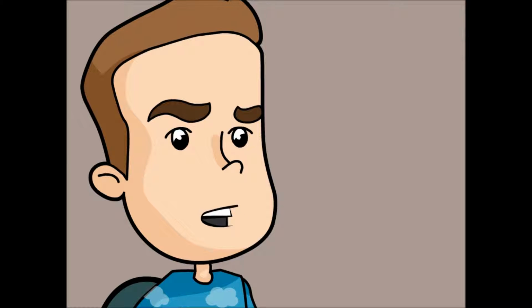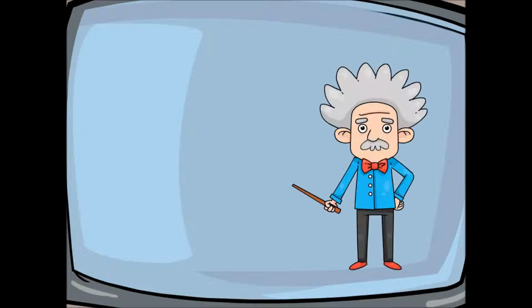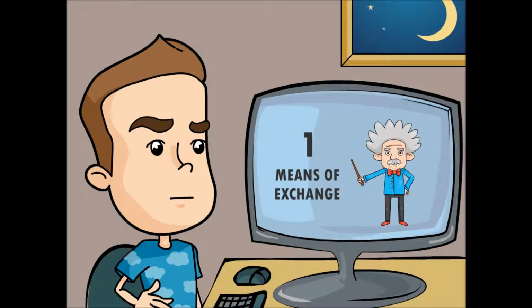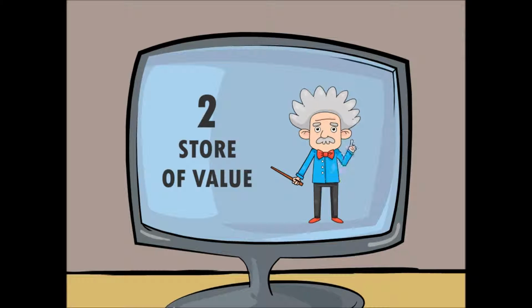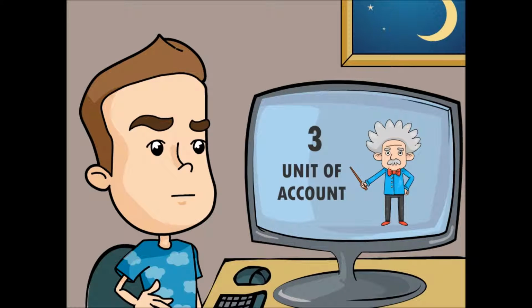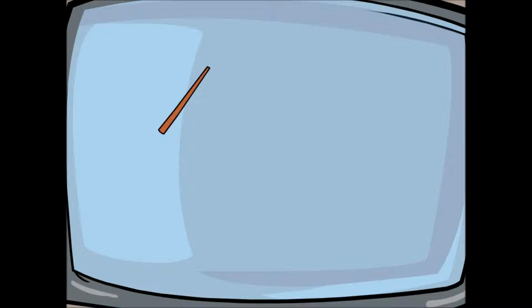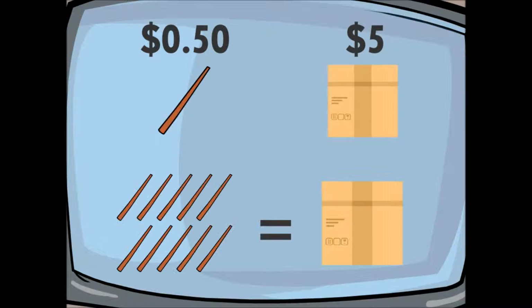So you can use money to buy things. Actually, money plays 3 roles. First, money is a means of exchange. You exchange a good or service for cash. Second, it's a store of value. It keeps its value over time, so you can use it to buy ice cream today or next week. Third, money is a unit of account. You know how much something is worth when compared with other things. For example, this stick may be worth $50, while something else is worth $5.